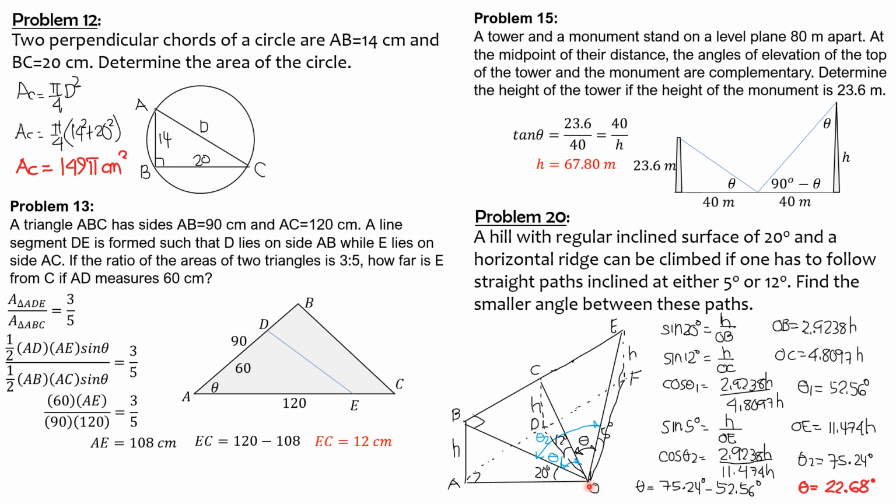For the bigger angle, imagine that this is the 5-degree path. The angle with OB is theta 1, which is 52.56 degrees, and the angle of path OE from OB is theta 2, 75.24 degrees. Therefore, the bigger angle is theta 1, 52.56 degrees, plus 75.24 degrees, and that is 127.8 degrees. So for this problem, our answer is 22.68 degrees.